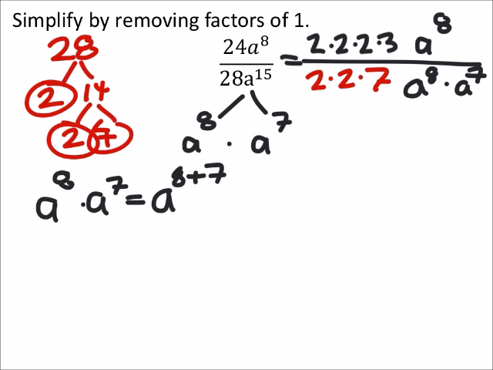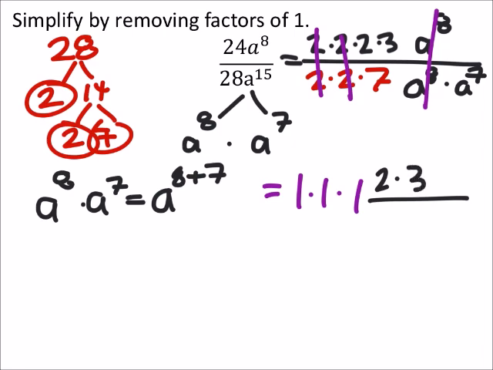Now this said simplify by removing factors of 1. So anything divided by itself is 1. So I got these twos, and these two a to the power of 8. Now if I wanted to rewrite that, I would have 1 times 1 times 1. Those are the three that canceled out. And then I still have 2 times 3 in my numerator. And in the denominator, I have 7 times a to the power of 7.